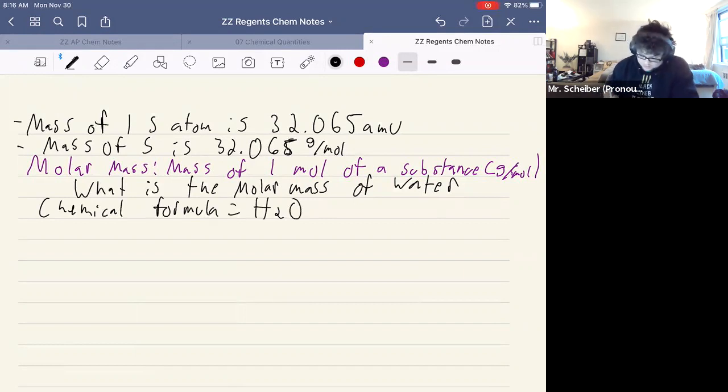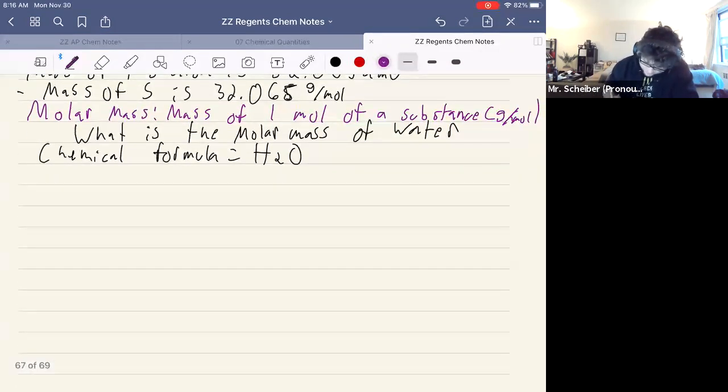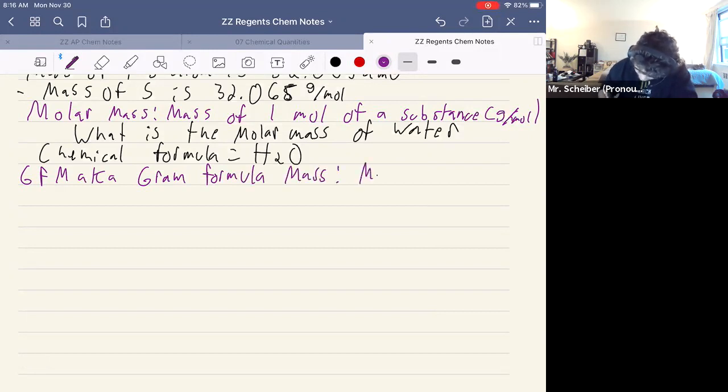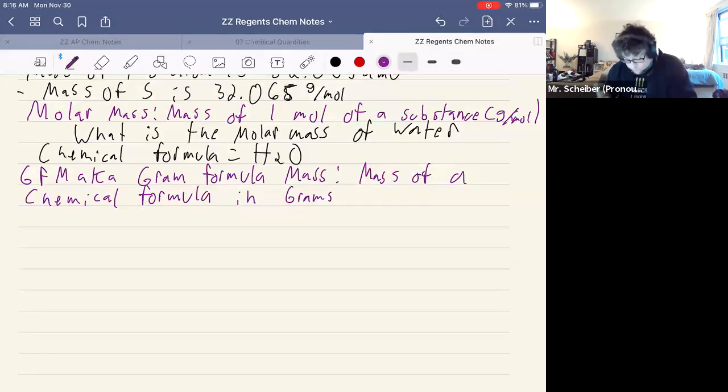So instead of just finding the molar mass using just one element on the periodic table, new vocab word, we're going to find something called the gram formula mass, the GFM, aka the gram formula mass, which is literally the mass of a chemical formula in grams. Okay.